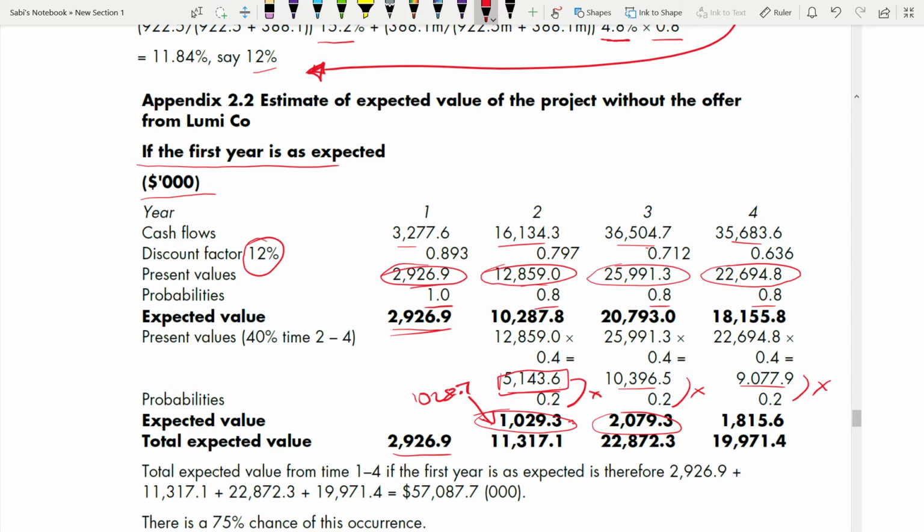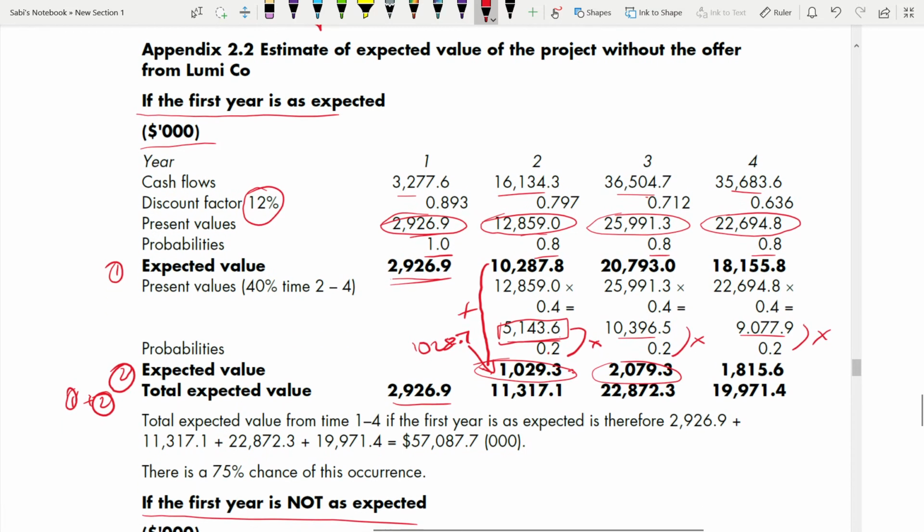And then the total expected value. What is the total expected value? It is this. After you multiply by 0.2, 1029.3, basically this and this, you add. This 1 and 2, you add. It's 1 plus 2, the total expected value. Both expected values you add. So the total expected value from years 1 to 4, where the first year is as expected, is therefore you basically add all your total expected, and you will get this in thousands.